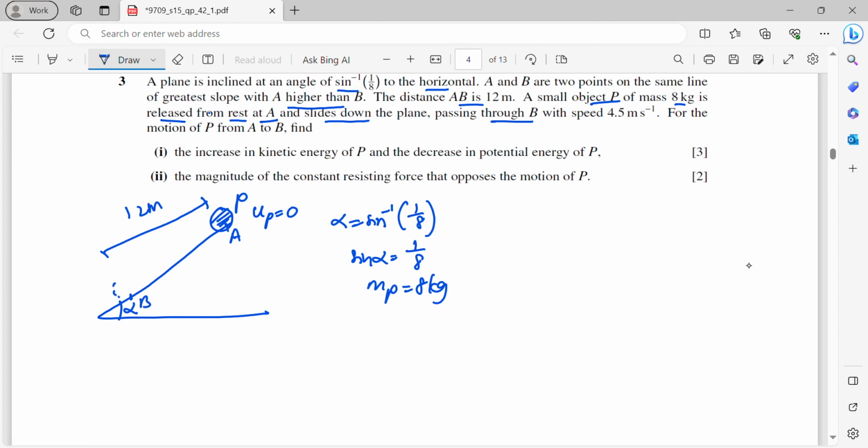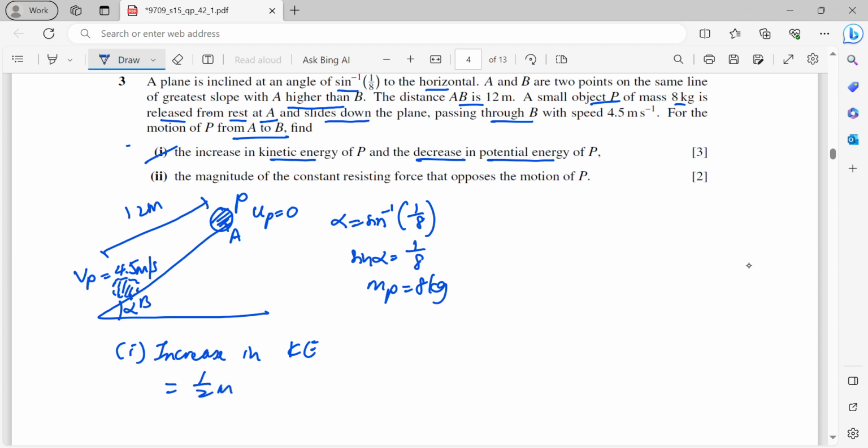That means when P reaches here, the speed of P is going to be 4.5 meters per second. Now, for the motion of P from A to B, find the increase in kinetic energy of P and the decrease in potential energy of P. So, for this case, we know that the increase in kinetic energy, the formula is half mv squared.